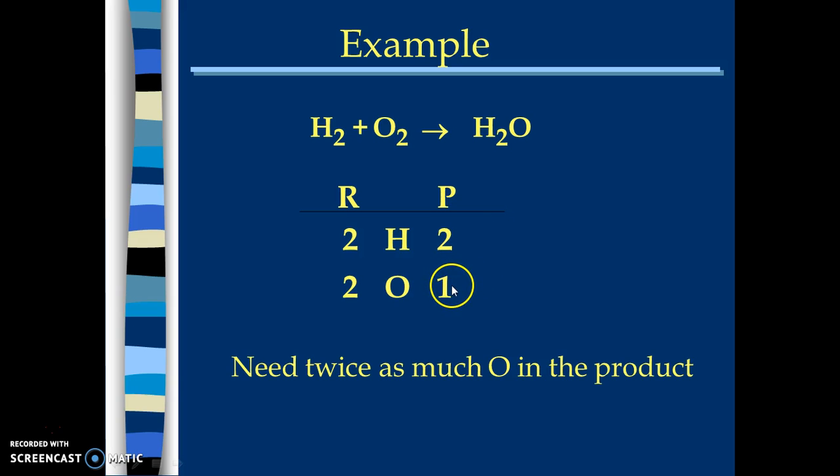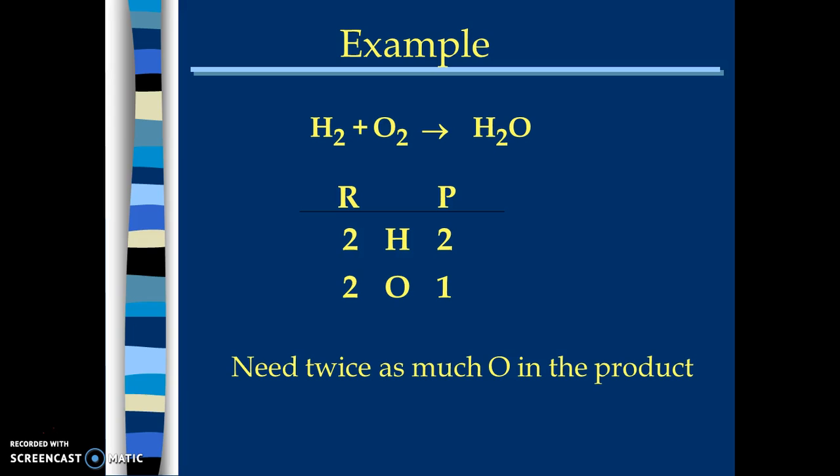But the oxygen is unbalanced. I started out with 2 oxygen atoms, and I only ended up with 1 oxygen atom. Well, that can't happen. I can't lose an oxygen. So in order to balance it, I need to get 2 oxygen atoms on the product side. So what do we need to multiply by 1 to get 2? Well, that's 2, of course.